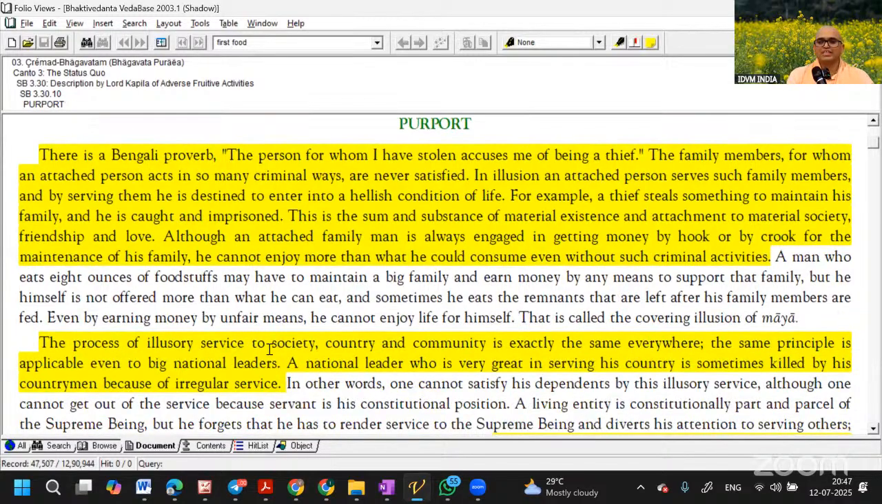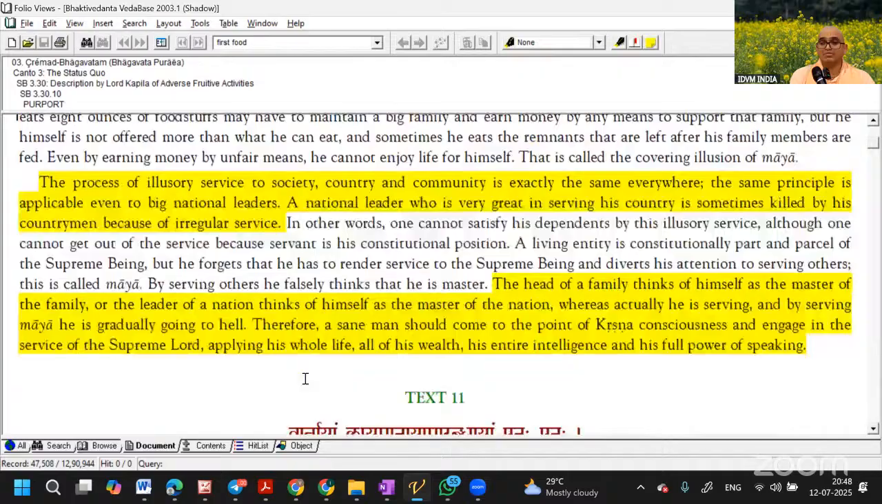The process of illusory service to society, country, community is exactly the same everywhere. The same principle is applicable even to big nation leaders. Like how serving family is equal to serving the family and society and so on and so on. It is also a false impression. Real service means spreading this real knowledge to everyone and making them understand their real position. That is real. The head of a family thinks of himself as the master of the family, or the leader of the nation thinks himself the master of the nation, whereas actually he is serving Maya, and by serving Maya, he is gradually going to hell.